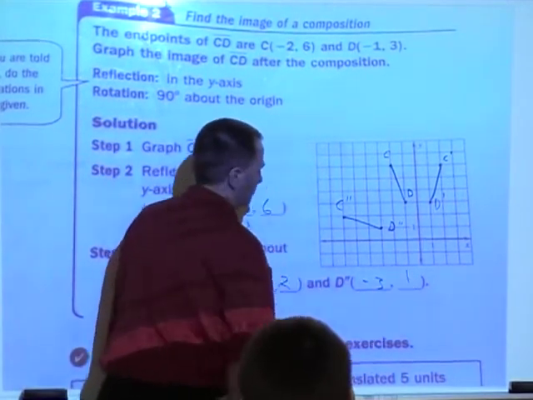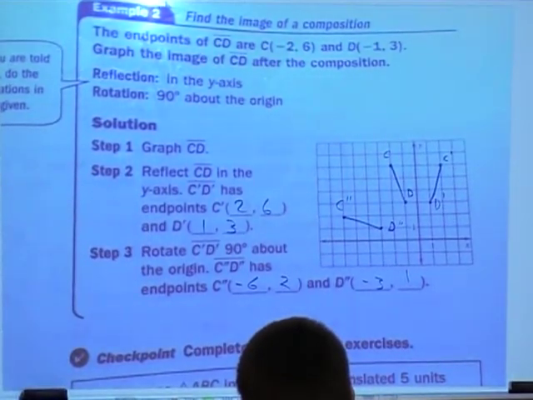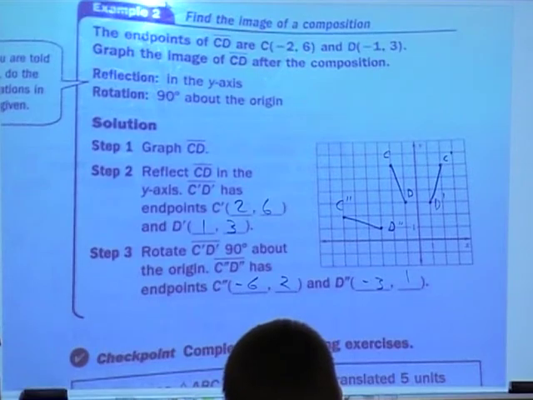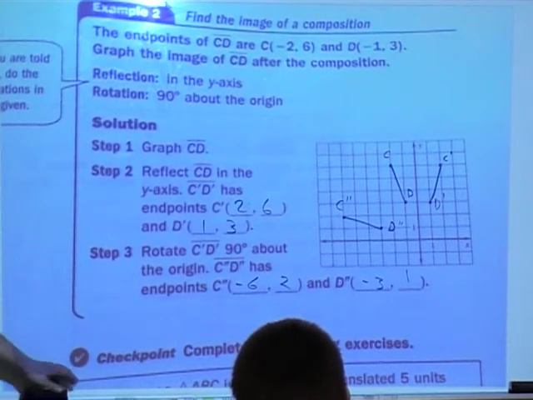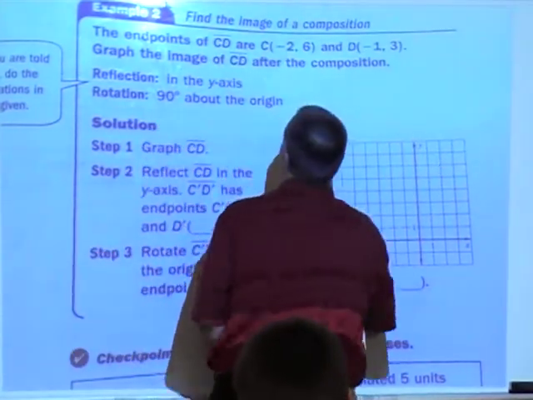positive 1. Okay, so they did switch like Lauren was saying. Any questions so far? Pretty easy? Yay. Everybody's so happy.